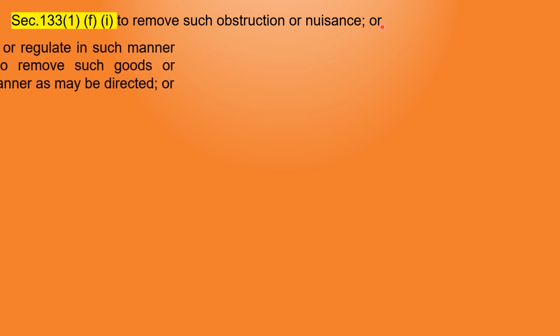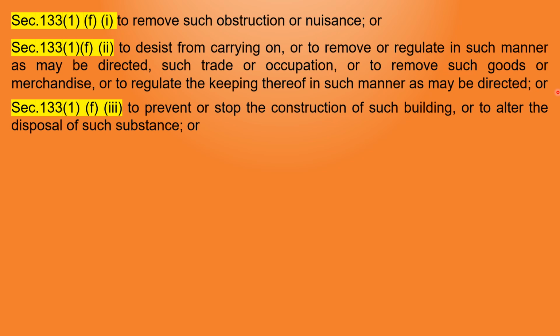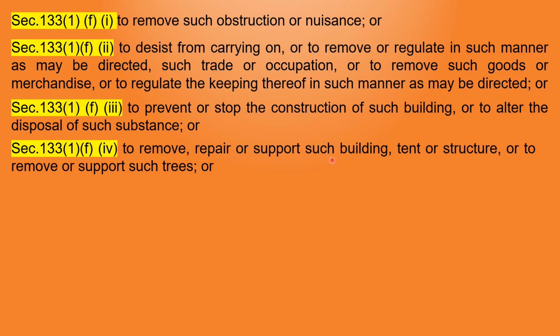Clause 2 says, to desist from carrying on or to remove or regulate in such manner as may be directed such trade or occupation, or to remove such goods or merchandise or to regulate the keeping thereof in such a manner as may be directed. So even if it has to be regulated, it cannot be done in public areas. Third says to prevent or stop construction of such buildings or to alter the disposal of such substance if it is required. Clause 4 says to remove, repair, or support such building, tent, or structure, or to remove or support such tree if it is dangerous to the public, it is falling, or it may fall.